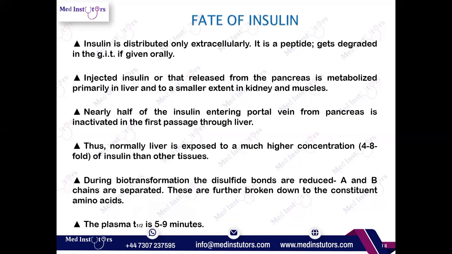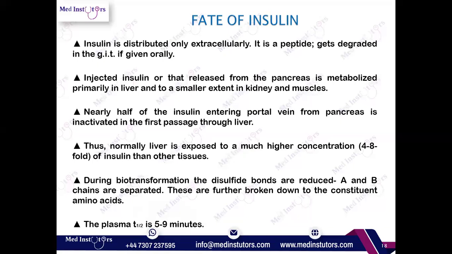Nearly half of the insulin entering the portal vein from the pancreas is inactivated in the first pass through the liver. So you may be remembering the basic pharmacology that is called the first pass metabolism or the pre-systemic metabolism. Any drug that is taken orally will get absorbed from the gastrointestinal tract, go through the portal vein, reach the liver first, and undergo metabolism inside the liver.